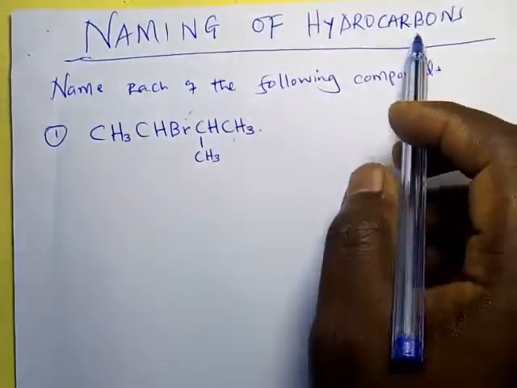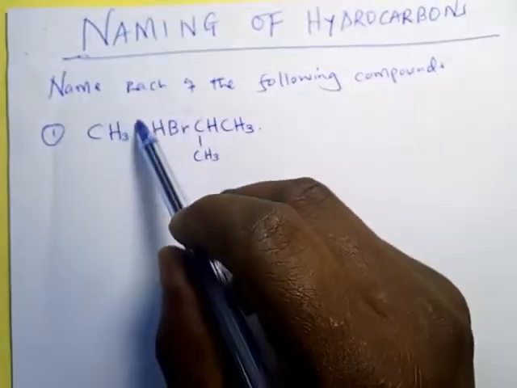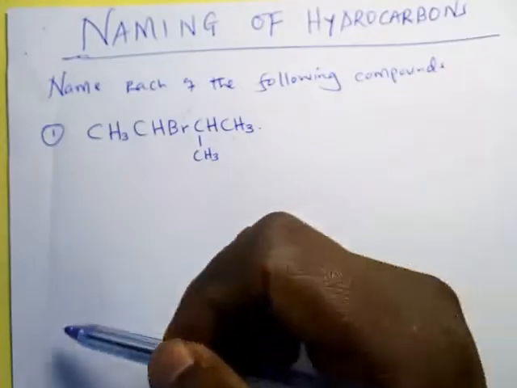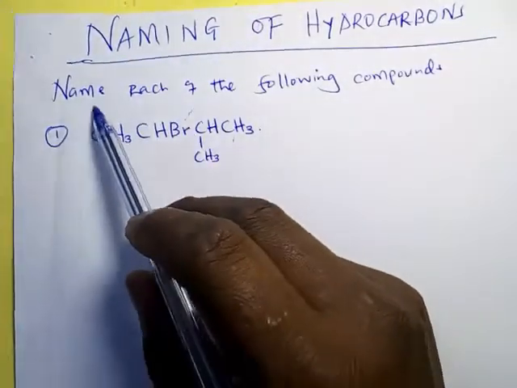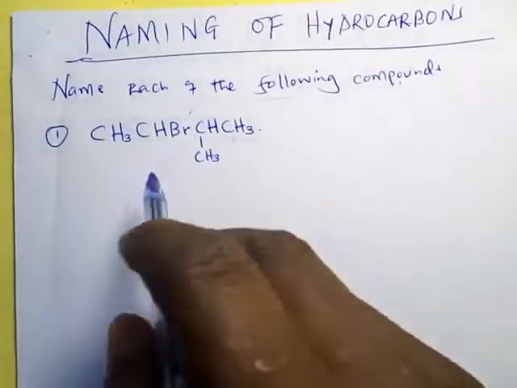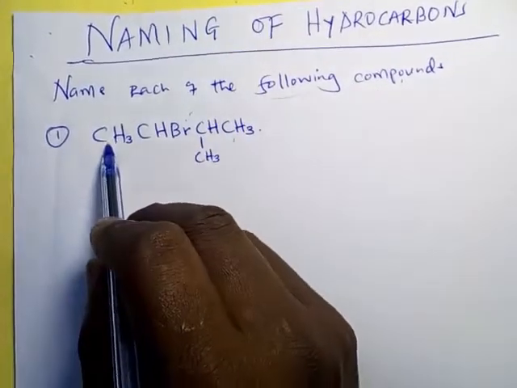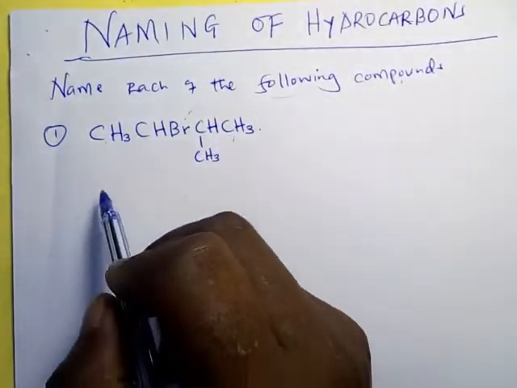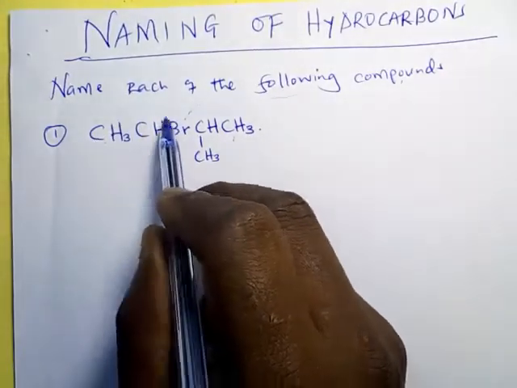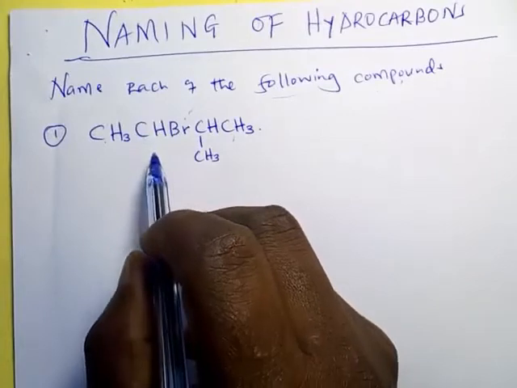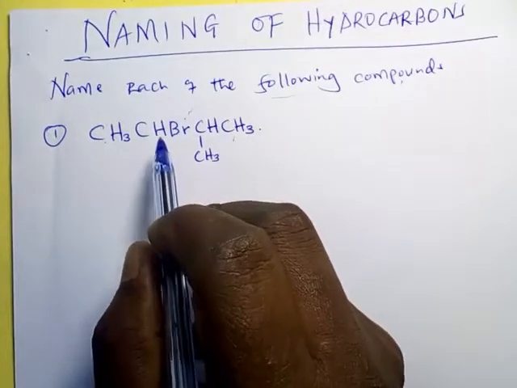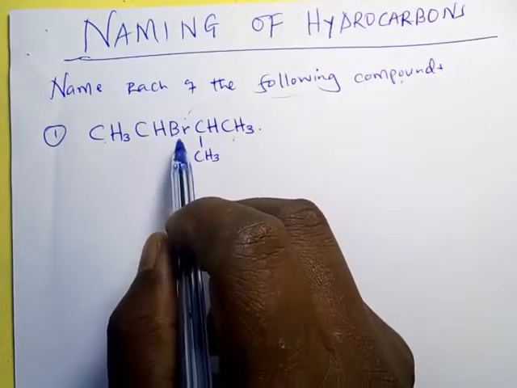Naming of hydrocarbons. So we want to name different hydrocarbons as we continue looking at these questions. Name each of the following compounds. Compound number 1, we have been given this compound. To give the correct name of this compound, first you have to identify the longest continuous carbon chain to determine the name of the parent.